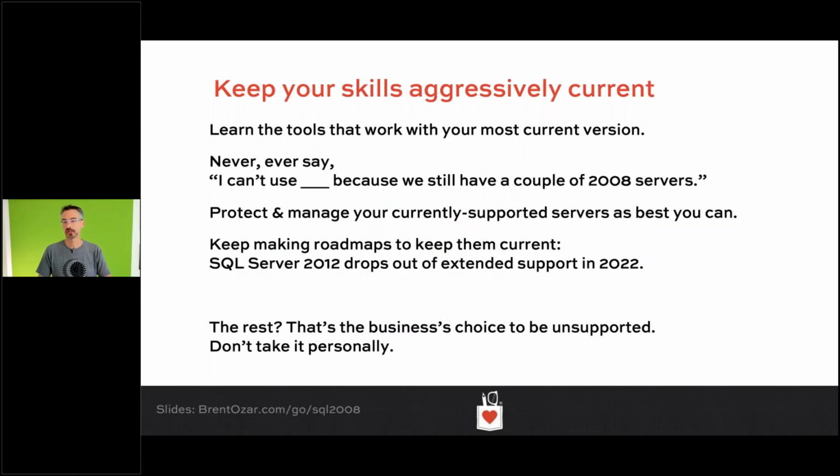Just because the company is still only using those older versions, that doesn't mean I shouldn't keep my skills sharp on newer versions. I always want to learn the tools that work with my current production version and my newest production version in-house. Even if I only have one 2017 server, I'm going to learn all the tips and tricks that I can to make that 2017 SQL Server faster. I don't want to say things like, well, we're not allowed to use extended events around here because I still have a 2005 box. No, embrace the newer tools and technologies.